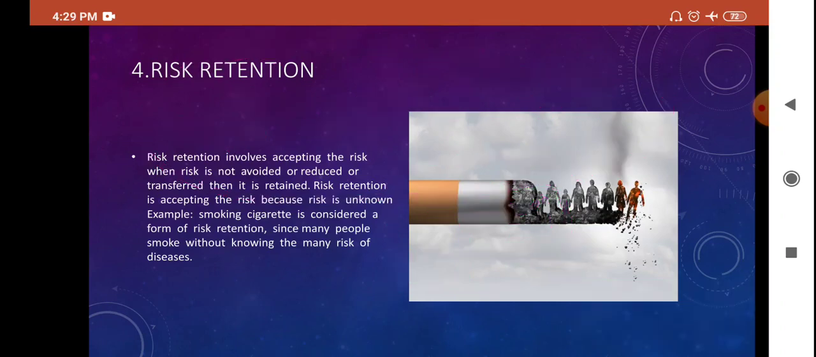So risk retention is accepting the risk when the risk is not avoided, reduced, or transferred. We have discussed three types: where risk is avoided, where risk is reduced, and where risk is transferred. When these three situations are not possible, when the risk is not avoided, not transferred, and not reduced, at that time the person will accept that risk, right? If the risk is in front of us, we have to accept it. So here risk retention means accepting the risk. The best example through which you can remember the meaning is smoking.